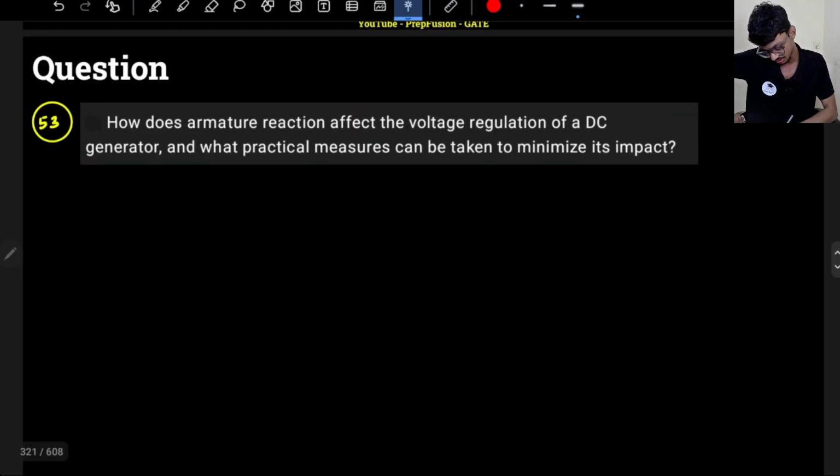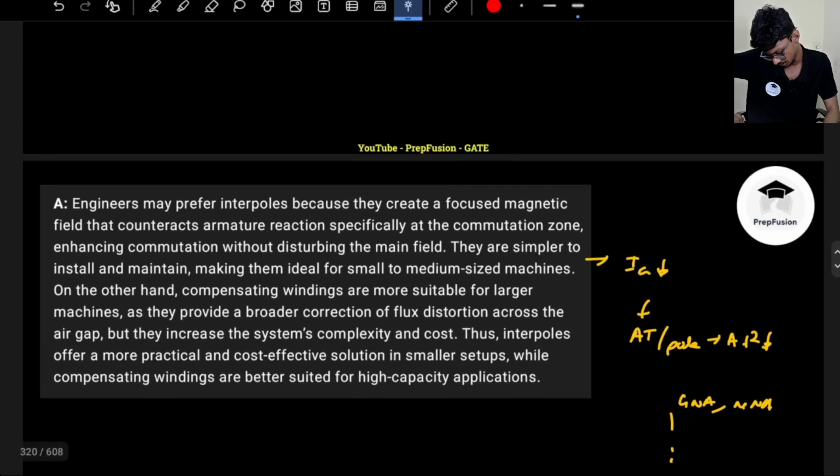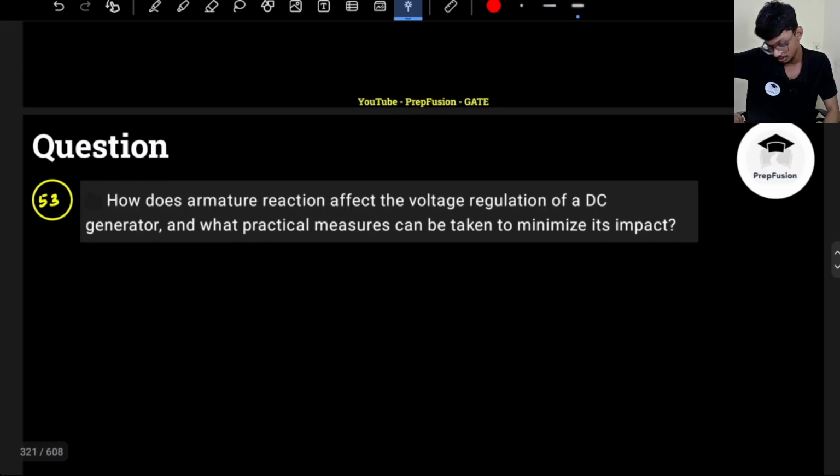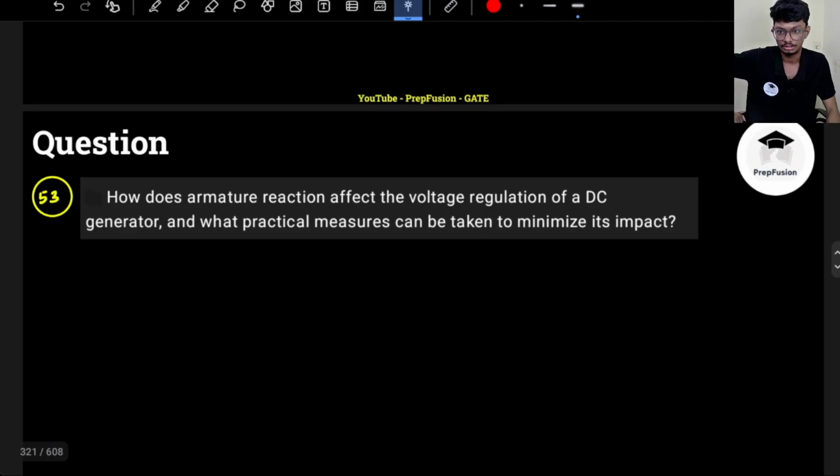Okay, same thing, it is written: how does armature reaction affect the voltage regulation? Any questions I missed? No, that's it. So how does armature reaction affect voltage regulation in a DC generator? Okay, voltage regulation we will discuss.